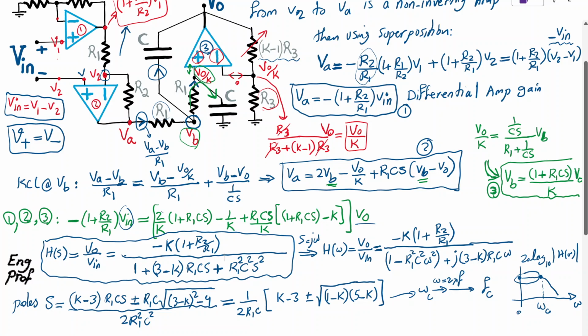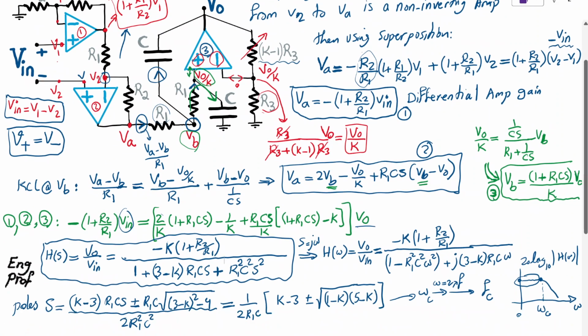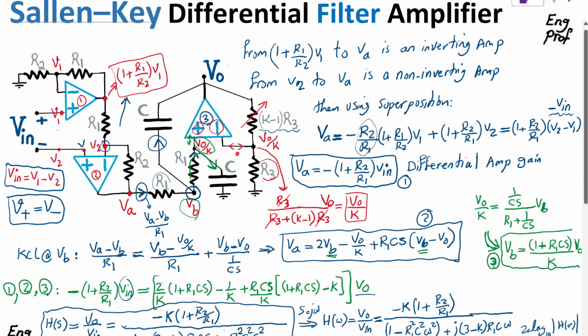I hope that this example is helpful in terms of showing how we can design such a system that is a cascade of a differential amplifier and a Sallen-Key filter, and then how we can analyze, or let's say properly select, the components in the filter.